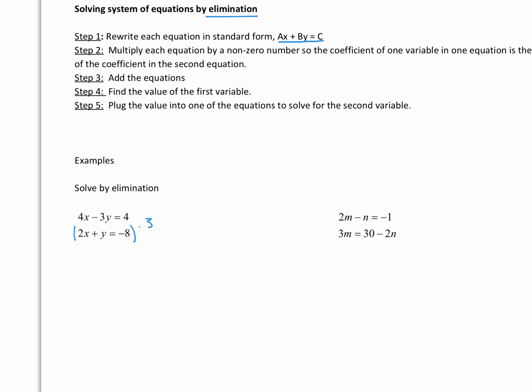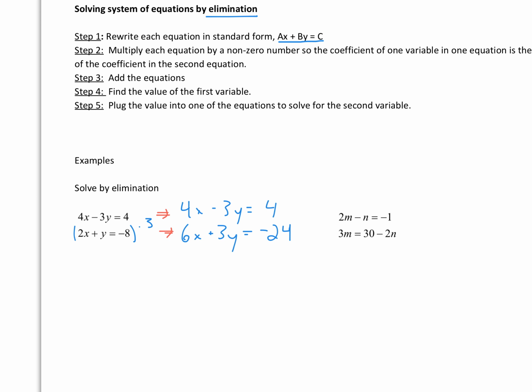When I do that, let me write that off to the side. I get 6x plus 3y equals negative 24. I didn't change this equation. As long as I multiply everything by the same values on the left and the right, it's still the same equation, but now I'm going to copy the top one over as well and not change it at all. We notice that the y values are opposites. One's positive and one's negative.